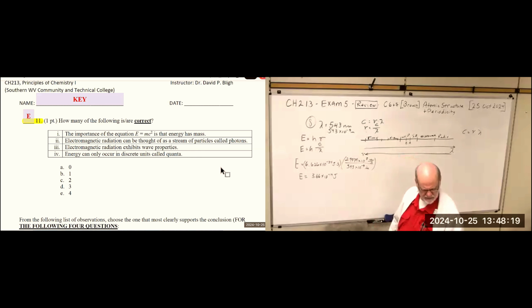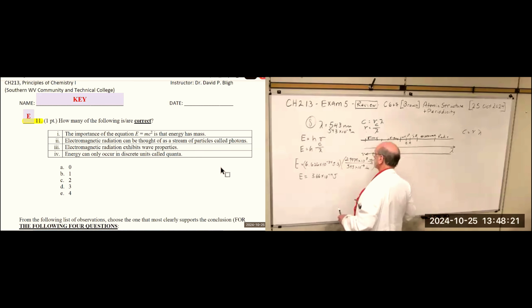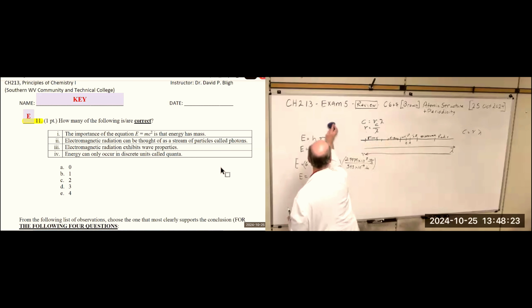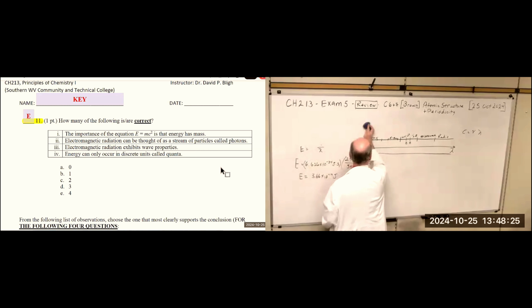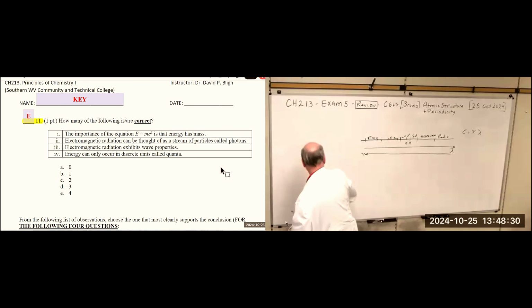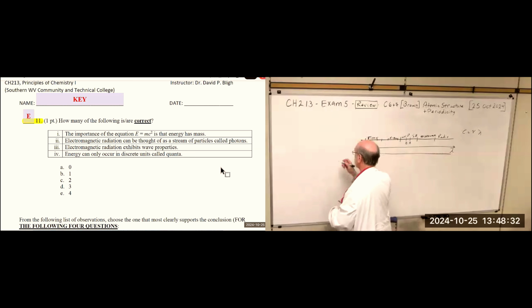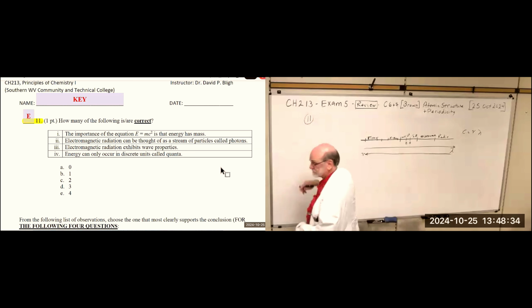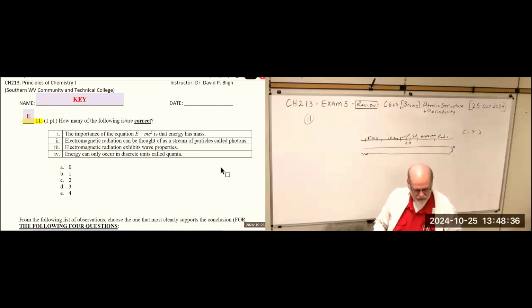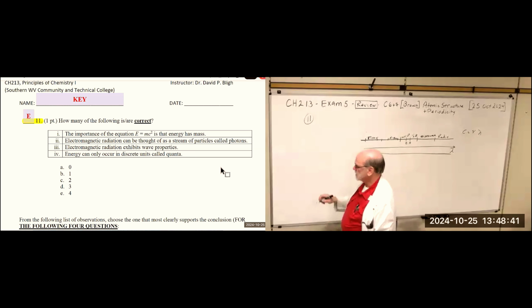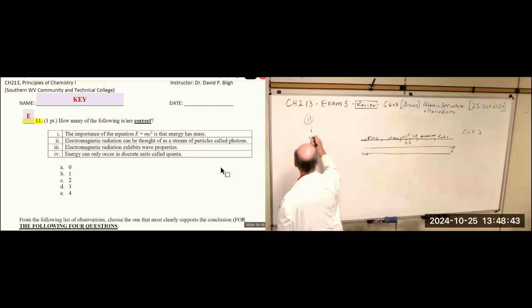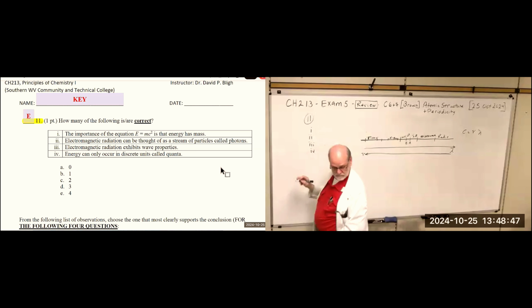Number 11. How many of the following are correct? I, double I, triple I, and IB. That's it. Okay.